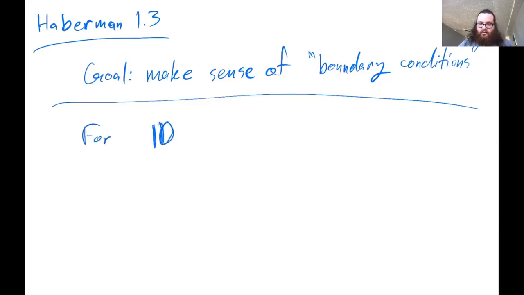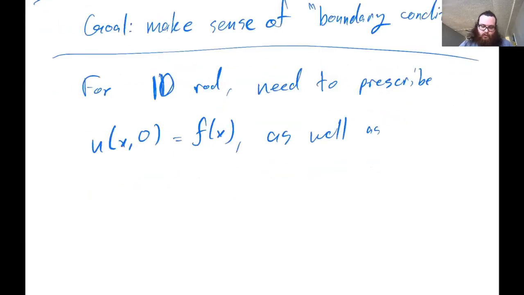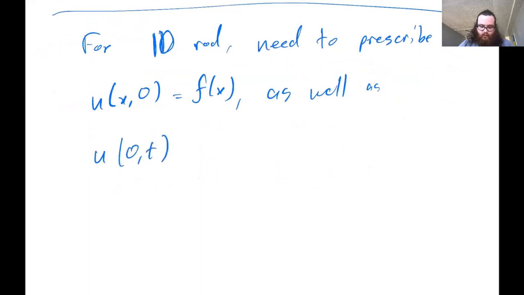So what do these boundary conditions look like in the case study that we've been doing with the one-dimensional rod? So for a 1D rod, we need to prescribe our initial condition, right, which is u at time 0, and that will just be some function f, as well as u at 0 and u at L of t for all time. Okay.